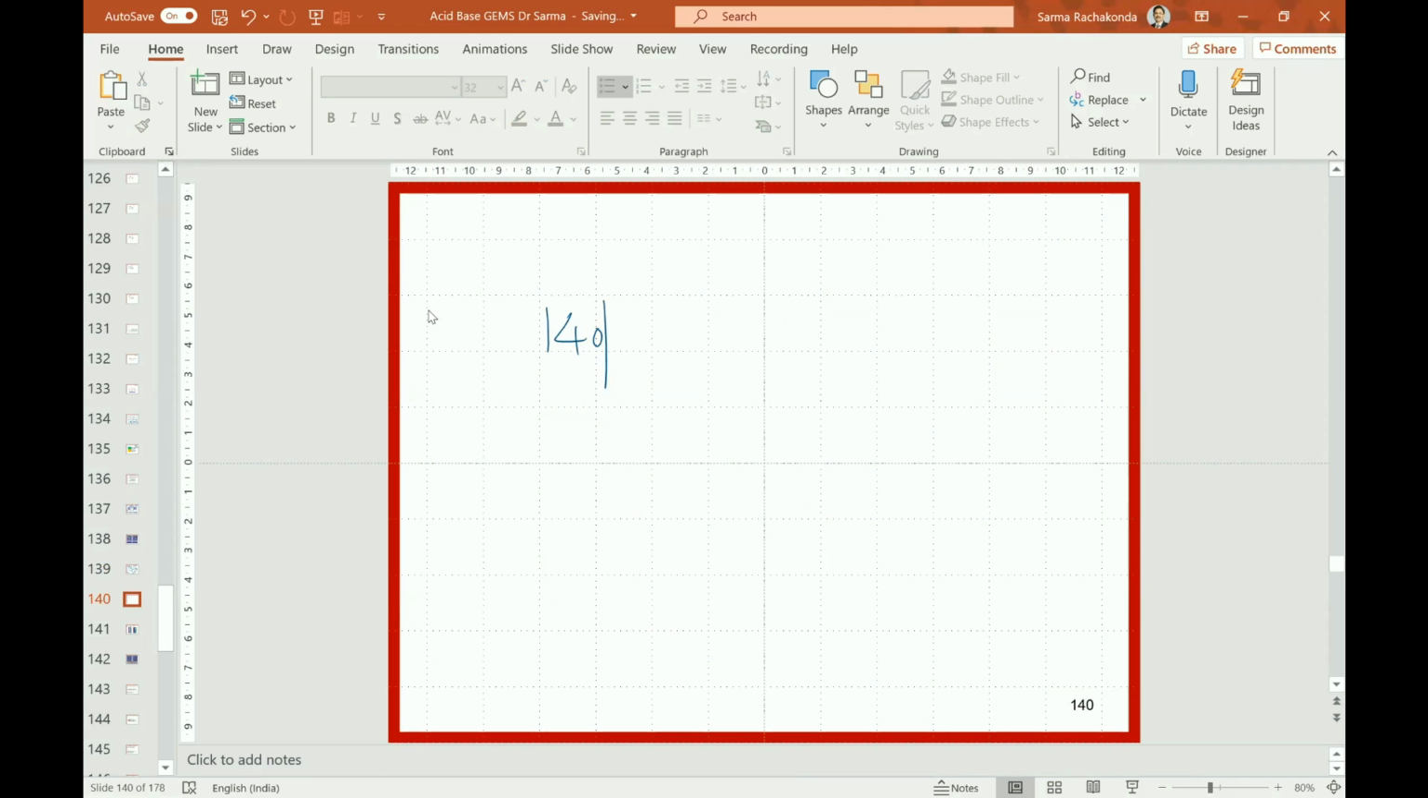The venous values are 140, 104, 26. These are all dummy values. We are not interested in the calculation of anion gap with those values. They are important for a different purpose, but for this purpose they are not required. So we'll just take these numbers. And what is my anion gap? 140 minus 130 is equal to 10.